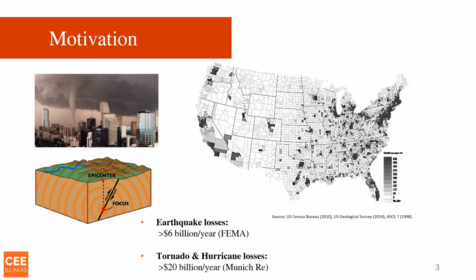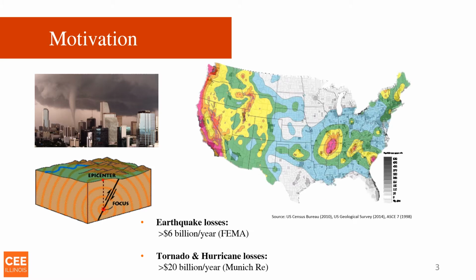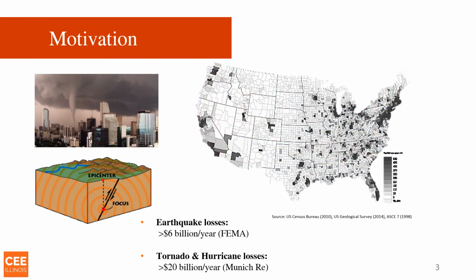$20 billion a year. This here is a map of the US population center, and I am going to overlap it with a map of the earthquake hazards map, and then I will show you the same US population center map and overlap it with the tornado and hurricane hazard map.